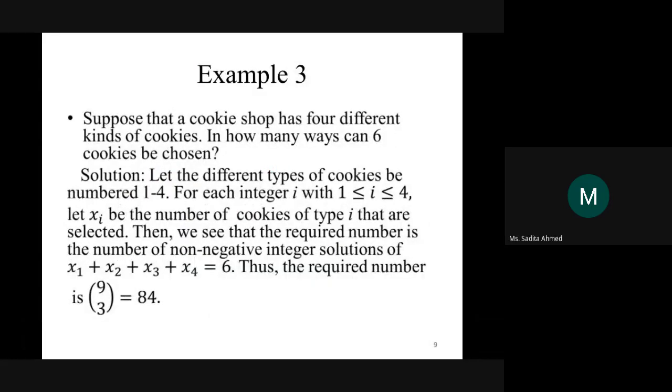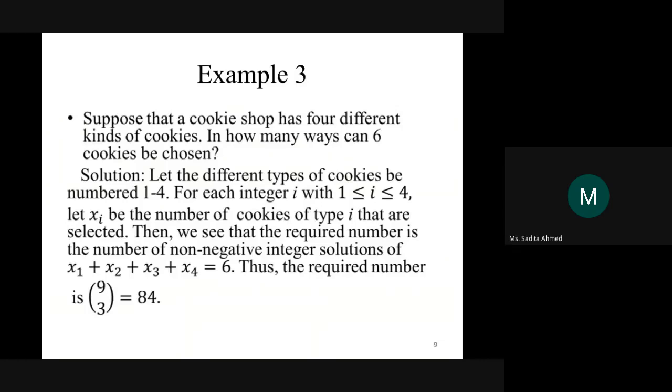So let's say there are 4 different types of cookies in a cookie shop, right? A cookie shop has 4 different types of cookies. You have to choose 6 cookies, okay? You have to go to this cookie shop and buy 6 cookies. What we have to do now is find out how many ways there are to choose these 6 cookies from the 4 options, okay? Remember that the cookie shop has 4 different types of cookies, okay?